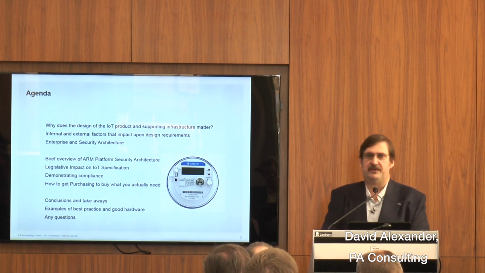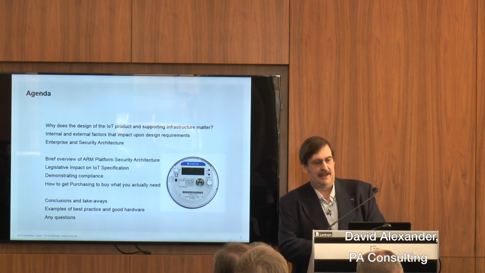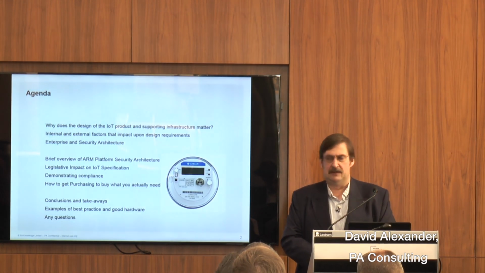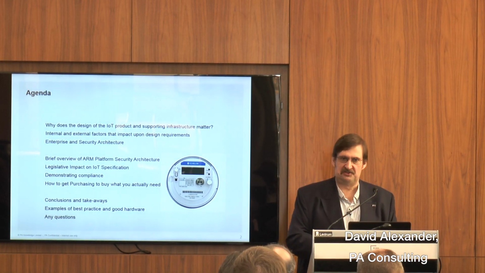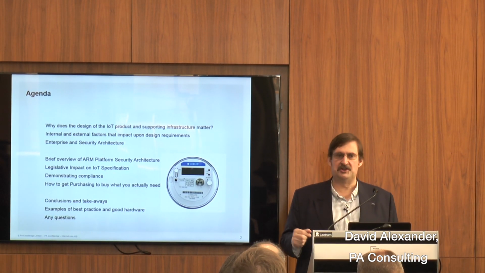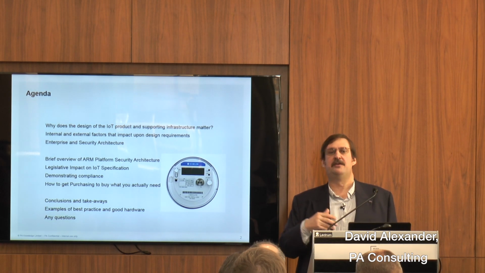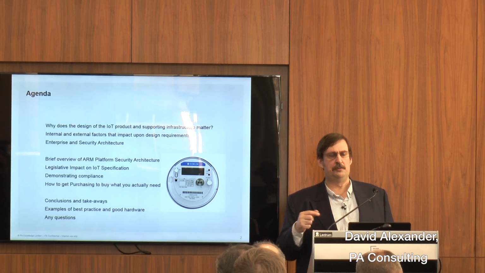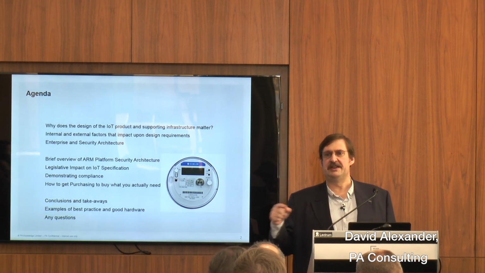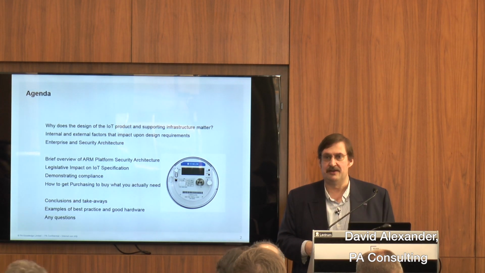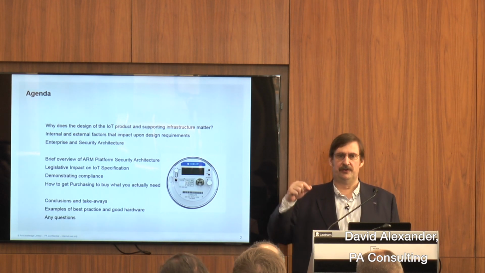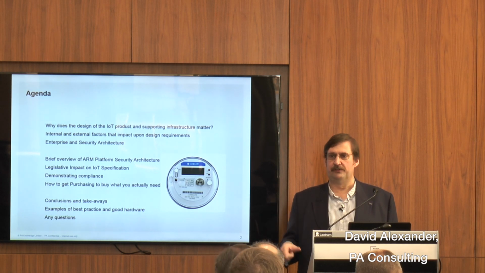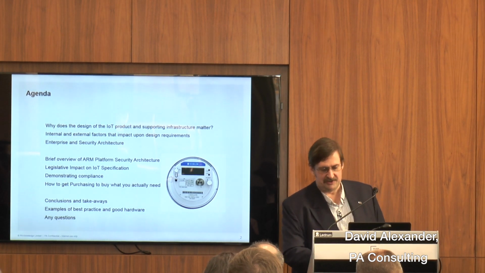So why does the design of these devices matter? Thinking about the enterprise and security architecture point of view, looking at, in this case, the way that platform security architecture works, and as they would say on the BBC, other designs are available. And then finally, how do you persuade purchasing to buy what you actually need? And again, that's coming back to another point that was made earlier about how do you make sure that all the features you want are things that purchasing put into the requirements when they issue some kind of ITT.